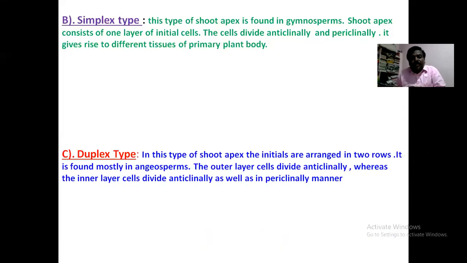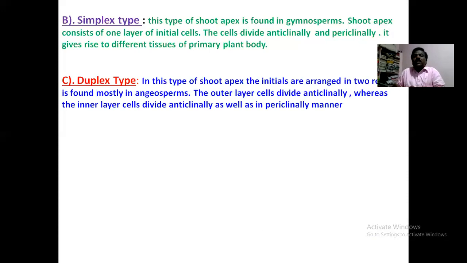Next one, duplex type. In this type of shoot apex, the initials are arranged in two rows. It is found mostly in angiosperms. The outer layer cells divide anticlinally, whereas the inner layer cells divide both anticlinally and periclinally. This structure is called the duplex type.